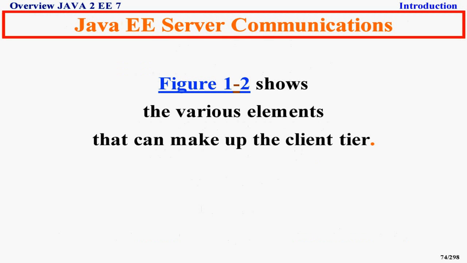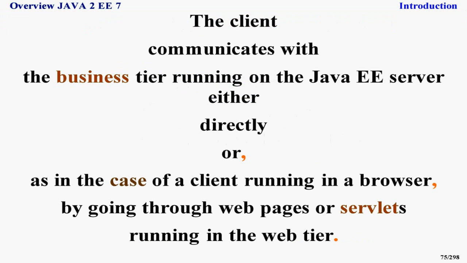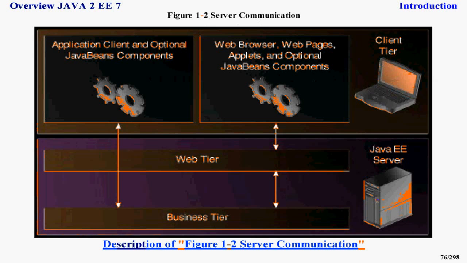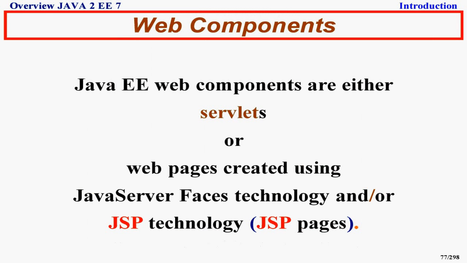Java EE Server Communications. Figure 1-2 shows the various elements that can make up the client tier. The client communicates with a business tier running on the Java EE server either directly or, as in the case of a client running in a browser, by going through web pages or servlets running in the web tier. Figure 1-2 Server Communication.